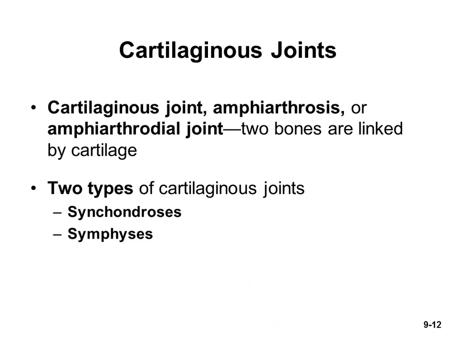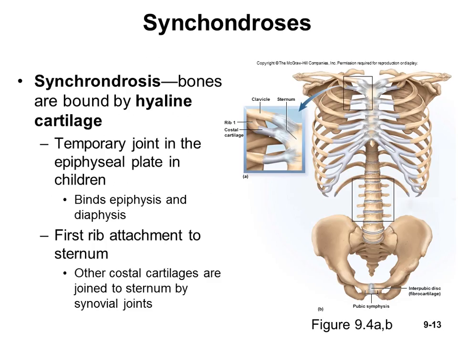Okay, two types of cartilaginous joints. You have synchondrosis and symphysis. You guys should know that because we've talked about it enough. Synchondrosis and symphysis. Bones are bound by hyaline cartilage. The first one was on your test the other day. Wasn't there a question about hyaline cartilage on that quiz I gave the other day? Yeah, hyaline cartilage. Okay.